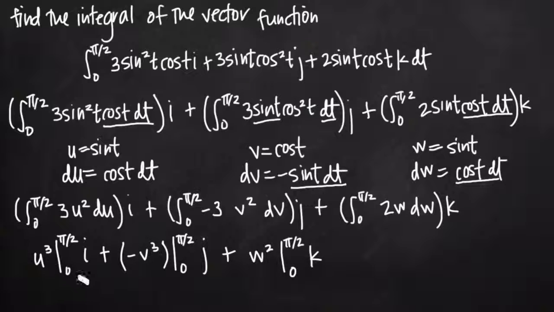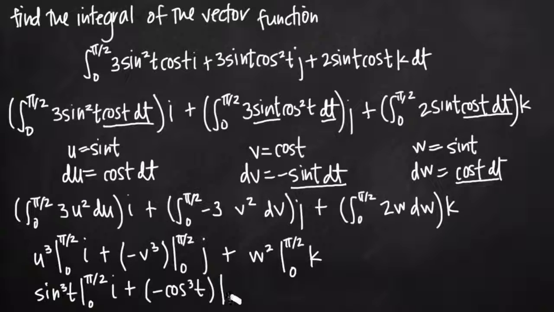Now before we evaluate from 0 to pi over 2, we want to make sure we back substitute. So here we said u was equal to sine of t, so we'll call this sine cubed of t evaluated on the interval t equals 0 to t equals pi over 2 multiplied by i. Then here we said v was equal to cosine of t, so we're going to get negative cosine cubed of t evaluated on the interval 0 to pi over 2 and multiplied by j. And then we said w was equal to sine of t, so we'll get sine squared of t evaluated on 0 to pi over 2 multiplied by k.